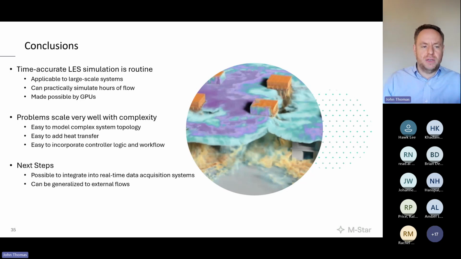It is practical to simulate hours of flow. In some applications, we can simulate days of flow, as it were. This is made possible by GPUs, codes that run on GPUs, and enhancements in GPU architectures that present us as code developers with a large number of CUDA cores and a very large cache of memory and the attendant high memory bandwidth. These problems scale very well with complexity.